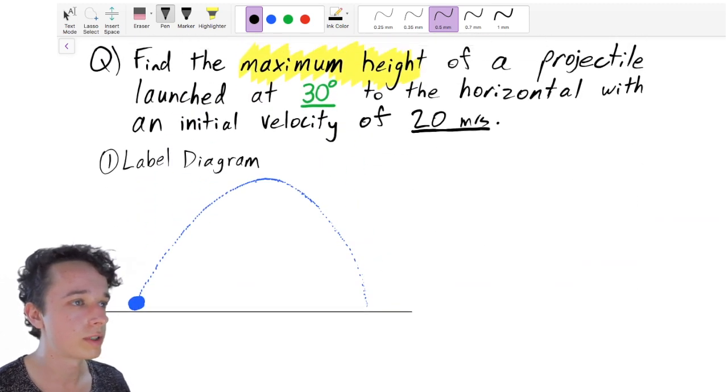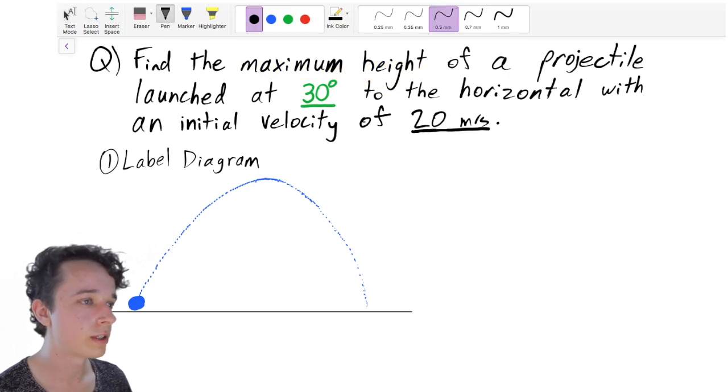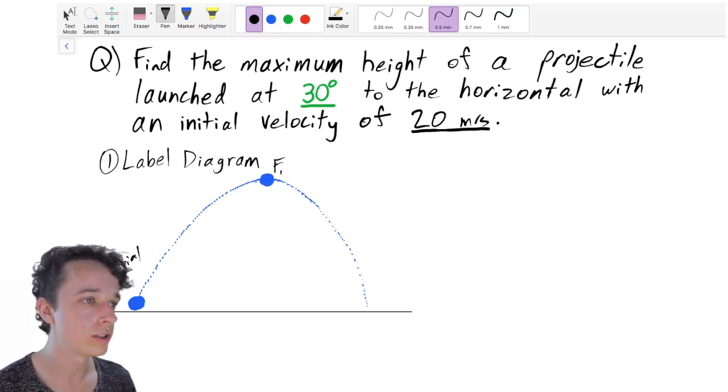All right, so the first step is labeling the diagram. I've already drawn a basic projectile diagram here. I've got the initial position drawn here, and because it's a maximum height question, the final position is considered at the peak of the projectile, at the turning point of the projectile. So this is the final position here.